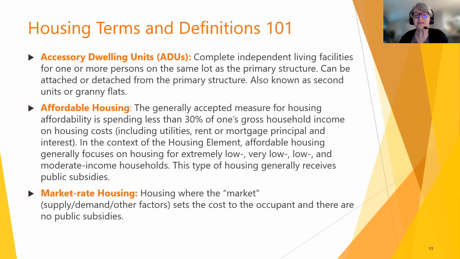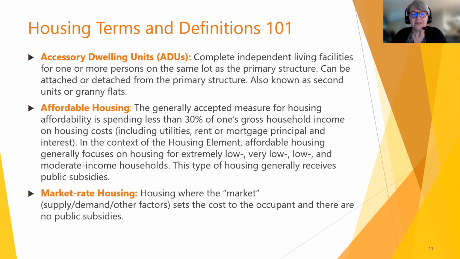So some of the terms and definitions we wanted to cover. The first one, of course, is accessory dwelling units, also referred to as ADUs. These are complete independent living facilities for 1 or more persons that are on the same lot as the primary structure. They can be attached or detached from the primary structure. They're also known as second units or granny flats.